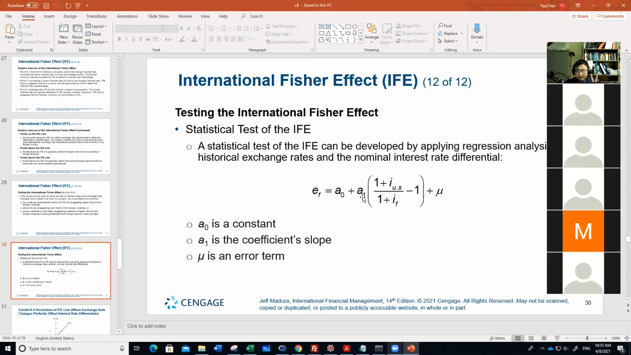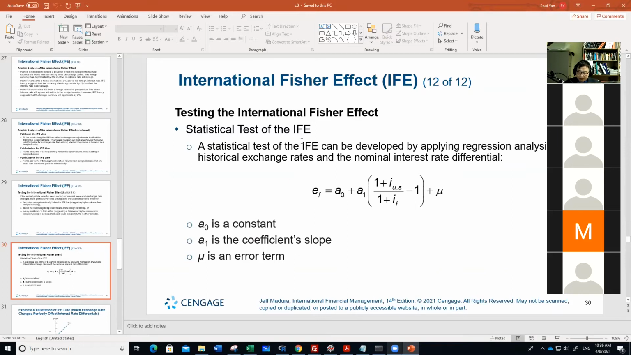I repeat, there are two things we expect about the slope. The first one, A1 should be statistically different from 0. If A1 is 0, there's no relation, and we don't support the international Fisher effect. The second one, if A1 is statistically different from 0 but negative, then we also don't support it. Only when A1 is positive and statistically different from 0 do we support the international Fisher effect. So this is the procedure.